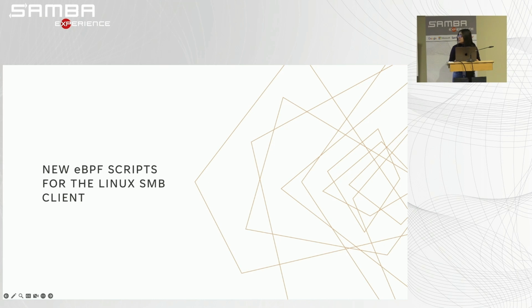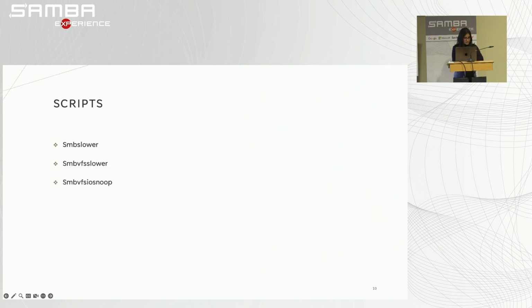Now, we'll go to the new eBPF scripts for the Linux SMB client. The scripts are smbslower, smbvfsslower, and smbvfsiosnoop, and they were inspired by ext4slower, which I think Brendan Gregg has also talked about in his blog. There are already some slower scripts for NFS, ext4, and other file systems, but I think they only trace a certain subset of operations: read, write, open, close, and a few other calls. But smbslower, smbvfsslower, et cetera, trace all possible SMB operations that can happen on the client.